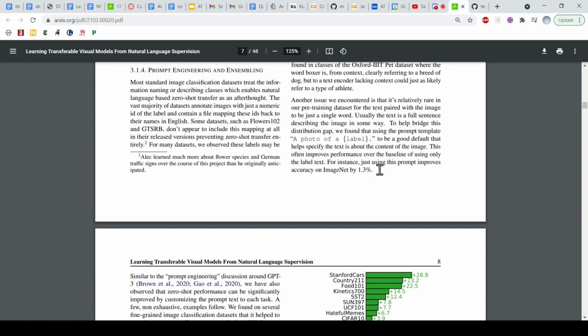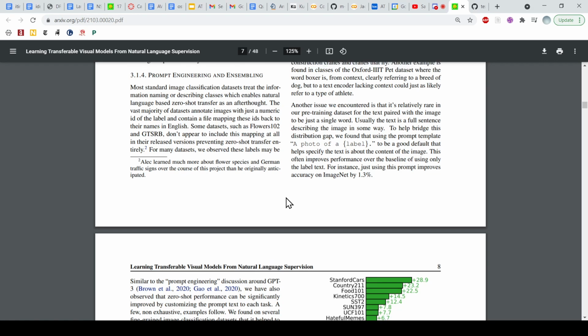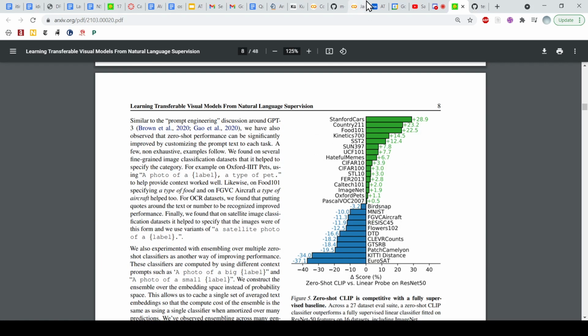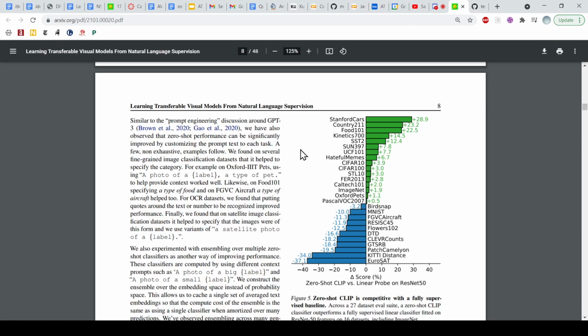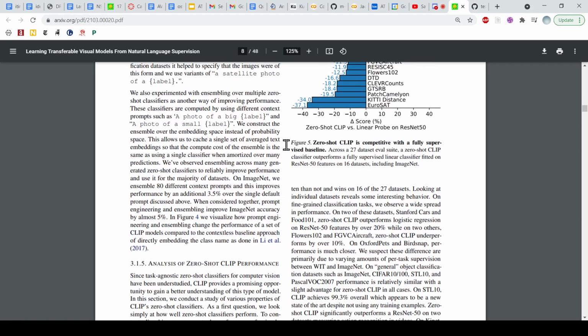So they get a higher accuracy by like 1.3% just by using some prompt engineering. I think they talk about this as well, but you could even use multiple prompts and then average them together, which is smart. It's a good way to do that. Oh, here we go. Yeah, ensembling over multiple zero-shot classifiers as another way of improving performance.